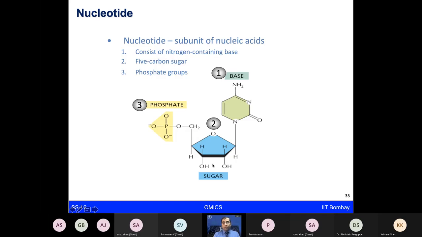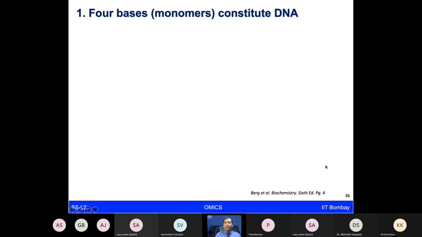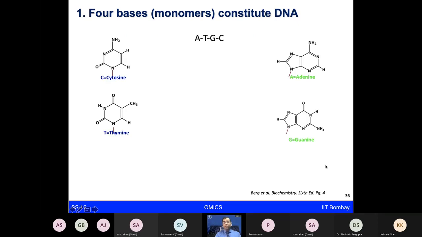There are two different types of sugar, which define the deoxyribonucleic acid or ribonucleic acid. We have different types of base, and then we have the phosphate group. So let's look at these three in slightly more detail. There are four different types of bases which constitute DNA, and that is known as ATGC. You must have heard this term ATGC, which constitutes the DNA. A stands for adenine, T stands for thymine, G stands for guanine, and C stands for cytosine.